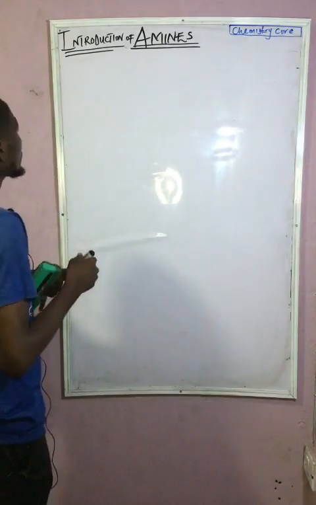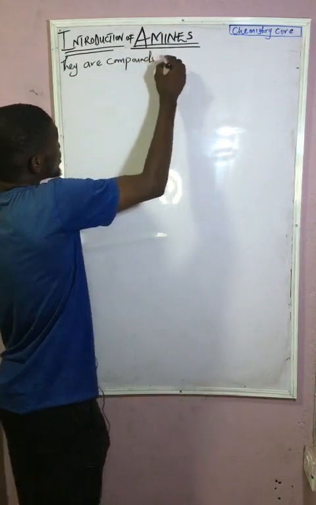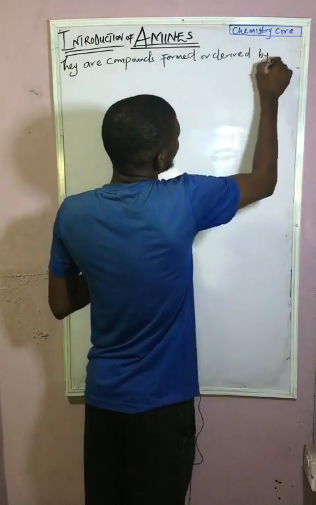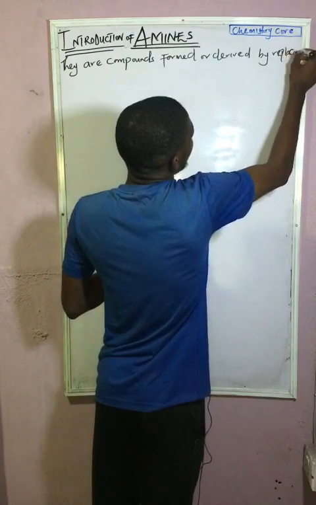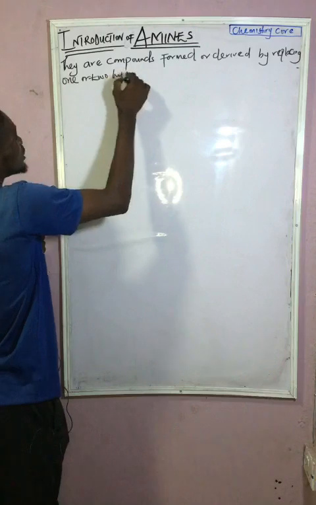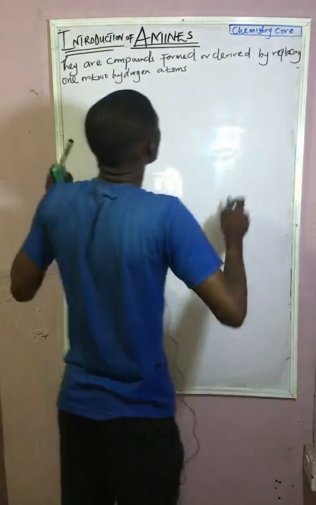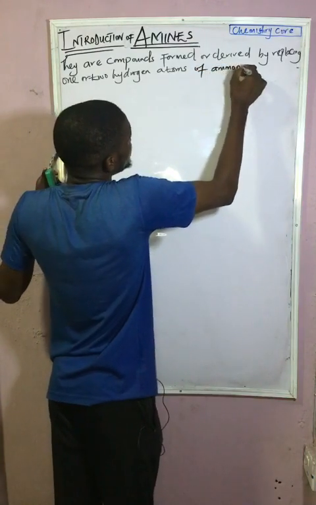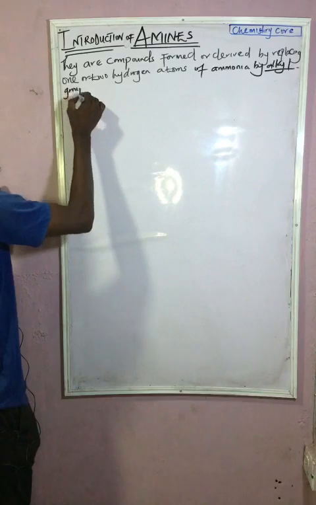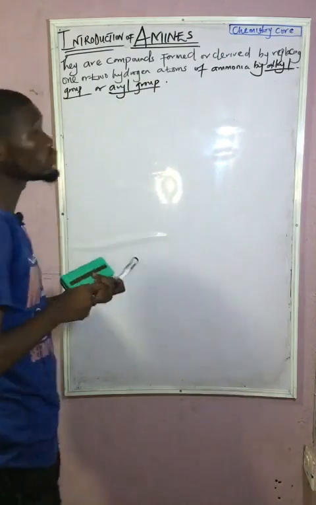So guys, they are compounds formed or derived by replacing one or two hydrogen atoms of ammonia by alkyl group or aryl group. So guys, this is a definition of amines.